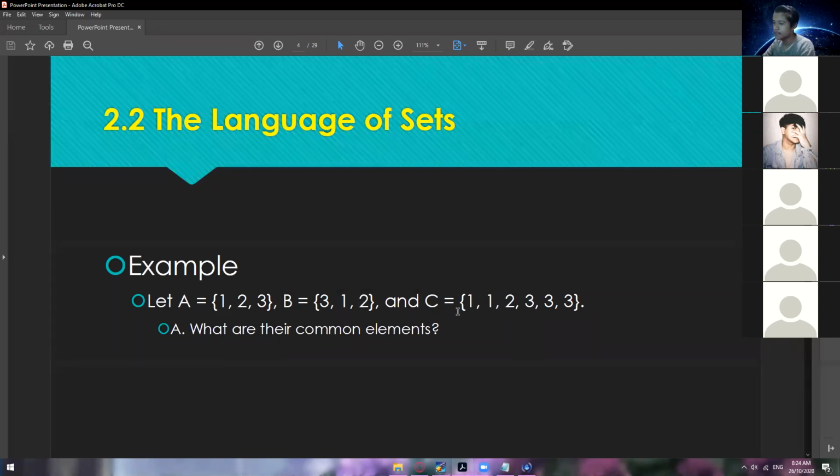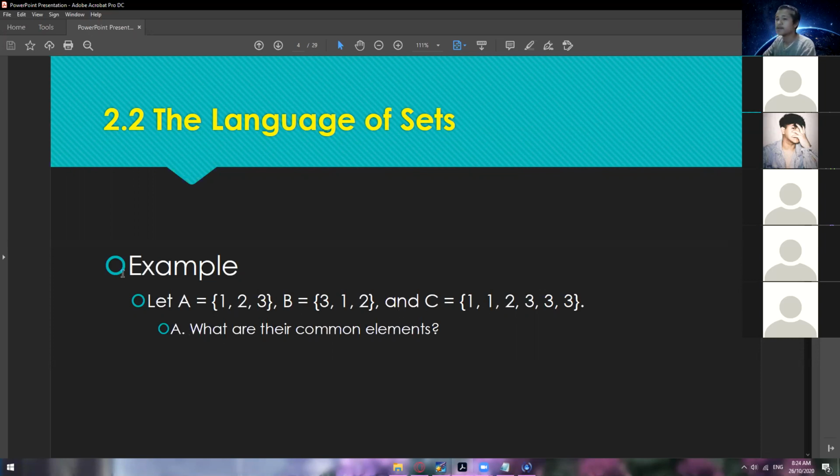So the same with letter C. Dito naman, naulit lang yung mga elements inside of it. We have 1, 1, 2, 3, 3, 3. So in set, we can simplify this one further, wherein kapag may naulit na element, we could say that C is equal to 1 only, and then 2, and then 3. So kapag may naulit, you can eliminate the repeated elements. So A is 1, 2, 3, B is 3, 1, 2, and then C is also 1, 2, 3. Or 2, 1, 3, or 3, 1, 2, or any arrangement. So they are just the same.